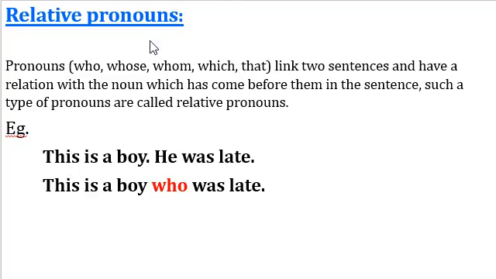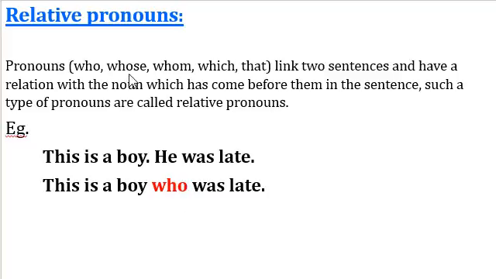So the next is relative pronouns. Relative pronoun is a type of pronoun which is used in between two sentences. Just like this is a boy, he was late. If we combine these two sentences and make a single sentence, then it will become this is a boy who was late. So here we are replacing he with who. So the particular word that is used to replace the pronoun of a sentence is considered as a relative pronoun, which is who over here.